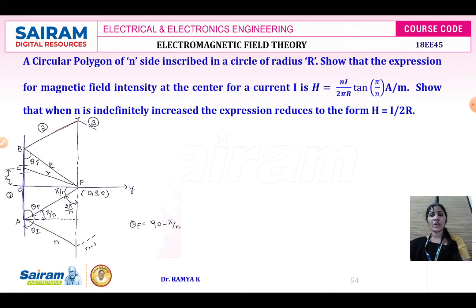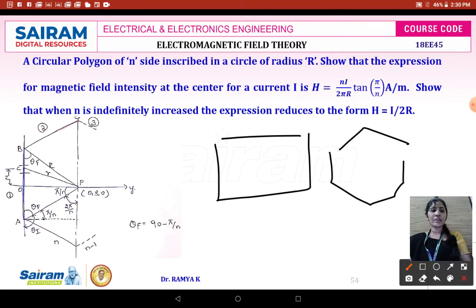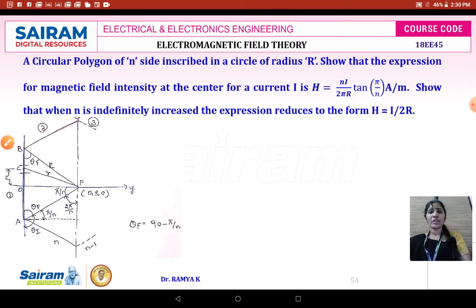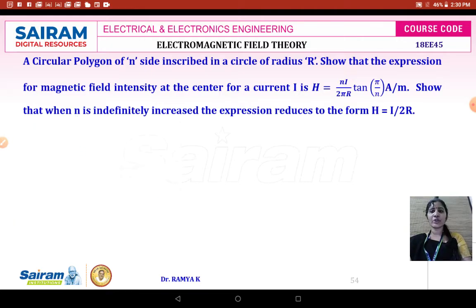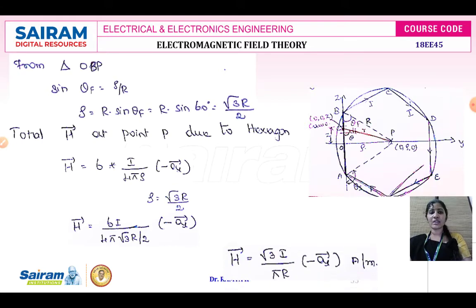Now, in the first problem we have seen about the square. In the second problem we have seen about the hexagon. In the third problem, here we are going to see about the n-side polygon. N-side polygon means we don't know the number of sides. The general formula is I divided by 4 pi rho into cos theta f minus cos theta I. That is going to be the general formula as we discussed in the previous derivation.